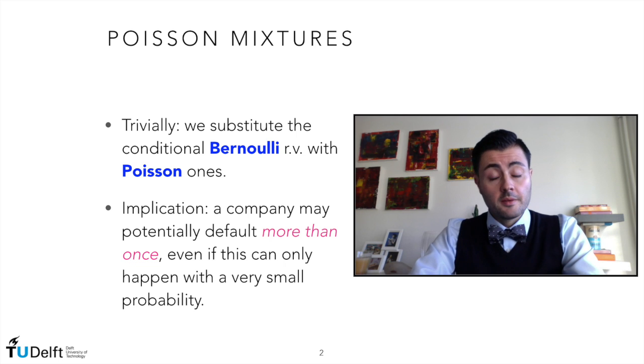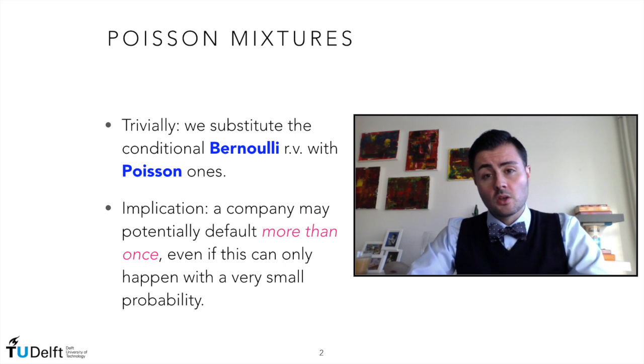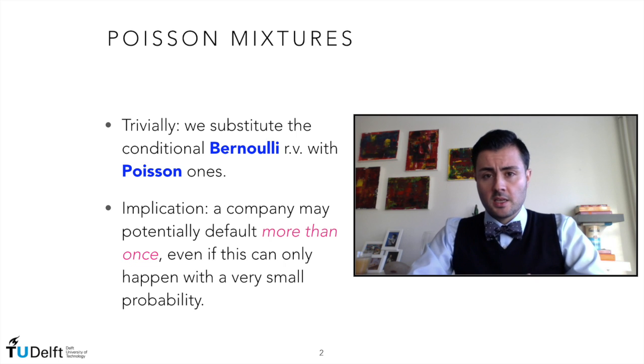Dear all, hi! In this class we continue speaking about mixture models, but now we move towards Poisson mixtures. From a conceptual point of view, the difference is very simple. Instead of Bernoullis, we are now dealing with Poisson random variables. The practical implication of this change is that in principle a company may now default more than once. How can we justify this?